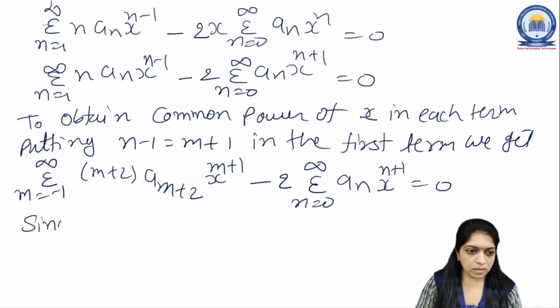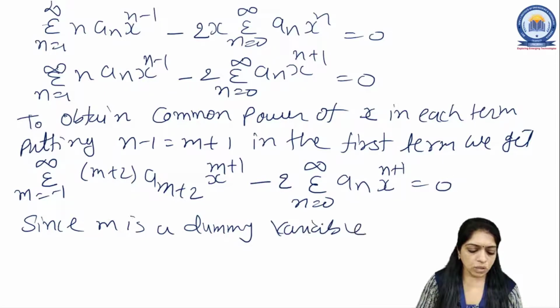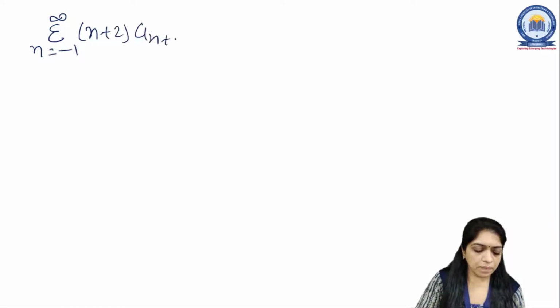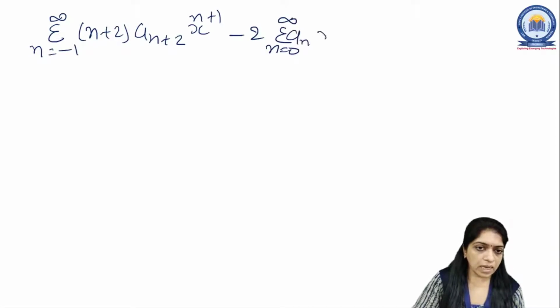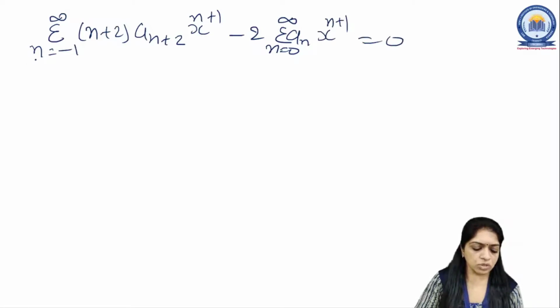Since m is a dummy variable, replace m by n. Replacing m by n, we have summation n equal to minus 1 to infinity n plus 2 an plus 2 x raised to n plus 1, minus 2 times summation n from 0 to infinity an x raised to n plus 1 equal to 0.